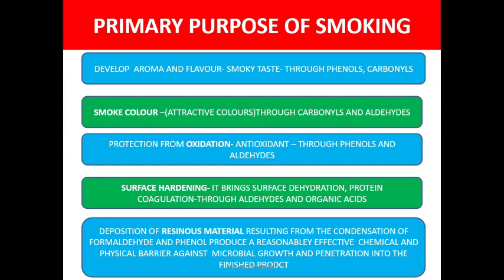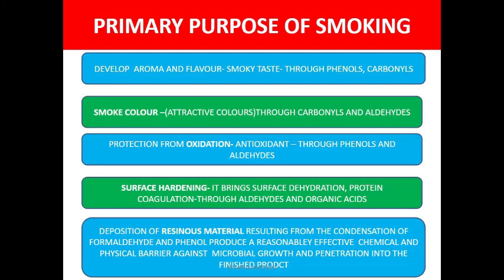So with this background, let's understand why we go for smoking. Smoking is basically done for the smoky flavor, the aroma development, and the smoky taste. These are mainly brought by the phenols and the carbonyl compounds. Then we can see the smoked products will have a beautiful color. That color is another factor why we go for smoking. This is actually brought by the carbonyls and the aldehydes that are present in the smoke. It also helps to protect from oxidation because the phenols and aldehydes have antioxidant properties. So it helps to prevent oxidation to a certain extent.